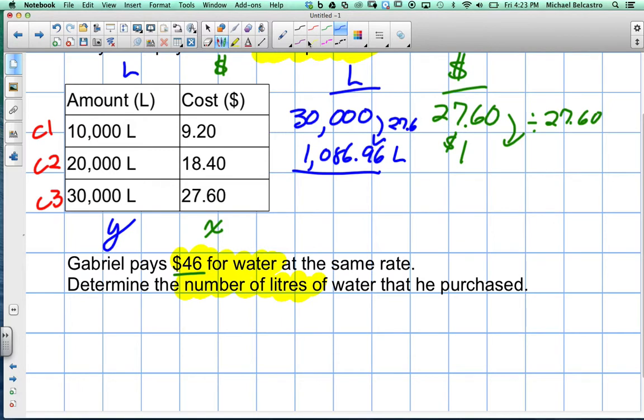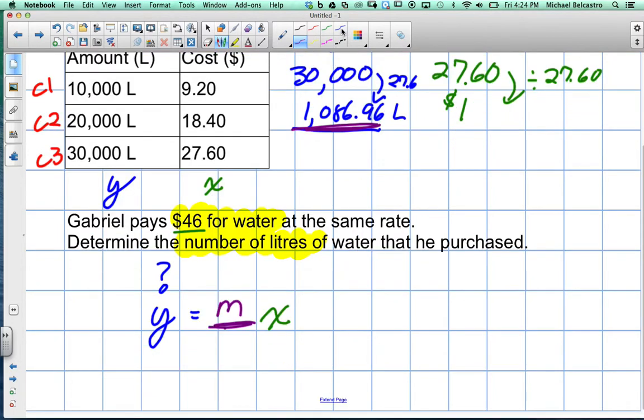So let's build a relationship here. Because this is going to be a direct relationship, our amount of liters is our unknown. So we have y, our unknown in liters, is equal to x, representing our dollar amount, times some rate. We'll call this rate m in this case. That's what this number is here. We figured out the rate when we divided this and brought our dollar amount down to 1. Here was our rate: 1,086.96. So here's our little algebraic equation.